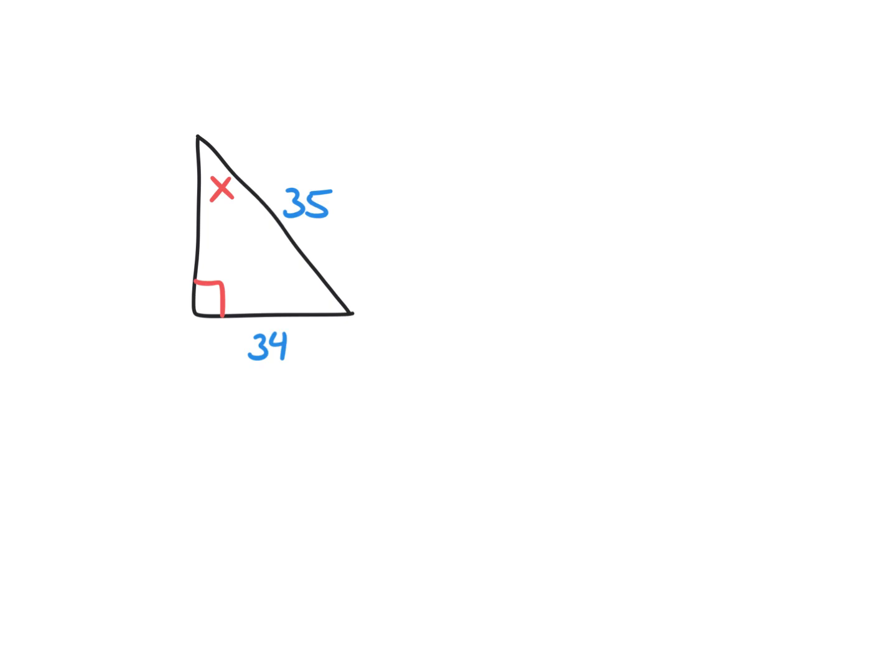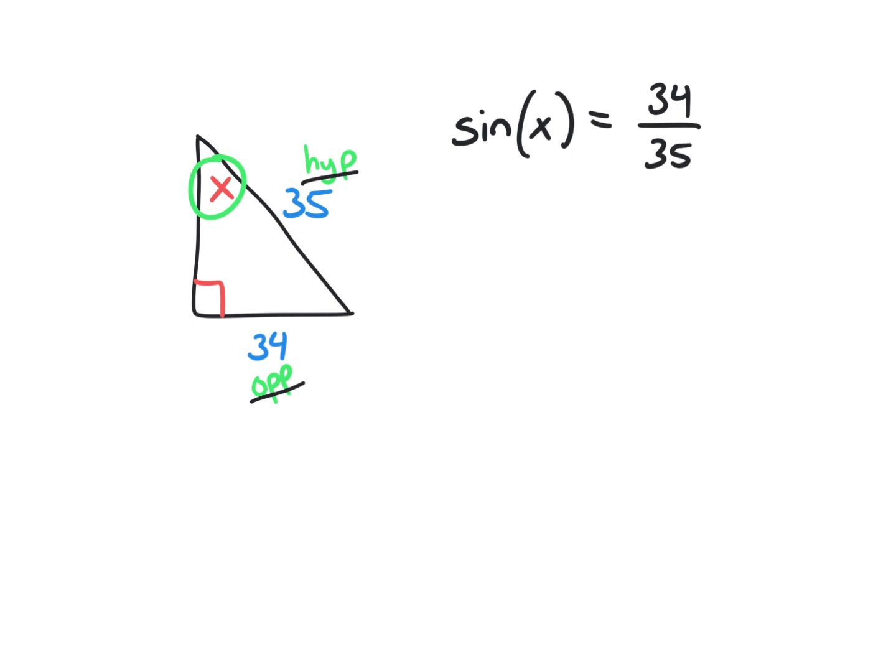Reference angle. X. What's the 34? Opposite. 35. Hypotenuse. What trig? Sine. Yep. So sine of x equals 34 over 35. Yep. We got to get x by itself. To get rid of sine, we got to use inverse. So if I type that in my calculator, 76.3. Yes, 76.3.